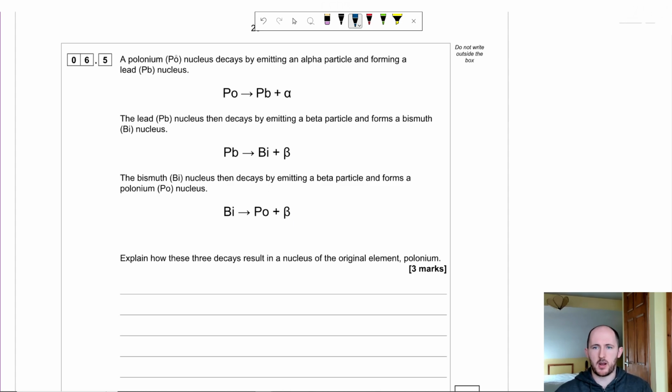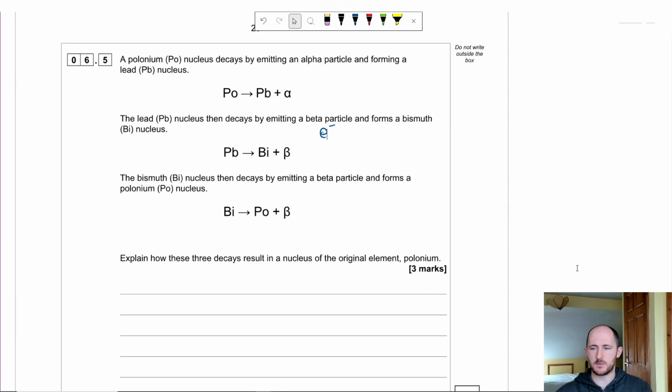Cool. So a polonium nucleus decays by emitting an alpha particle and forming lead. So polonium goes to lead plus alpha. The lead nucleus then decays by emitting a beta particle, which is just an electron, and forms a bismuth nucleus. The bismuth then decays by emitting an alpha particle again, forming polonium, back to the original. Explain how these three decays result in a nucleus of the original element polonium.